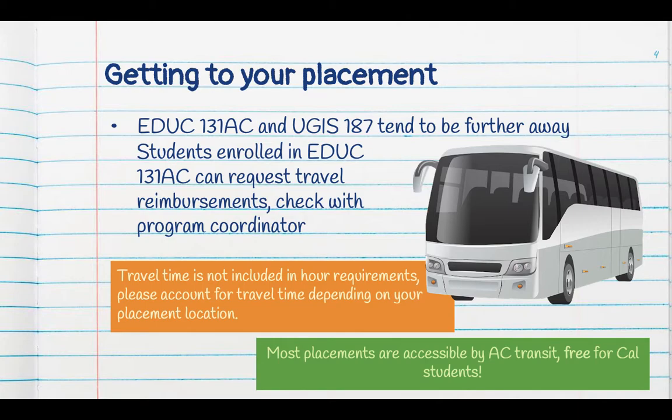Education 131 AC and 187 tend to have placements that are a little further away because we'd like students to experience different school districts and different schools. And so students enrolled in Education 131 AC especially can request travel reimbursements for BART, which is not covered by your AC Transit card. You would just check with the program coordinator and visit our website for more details to request travel reimbursements.